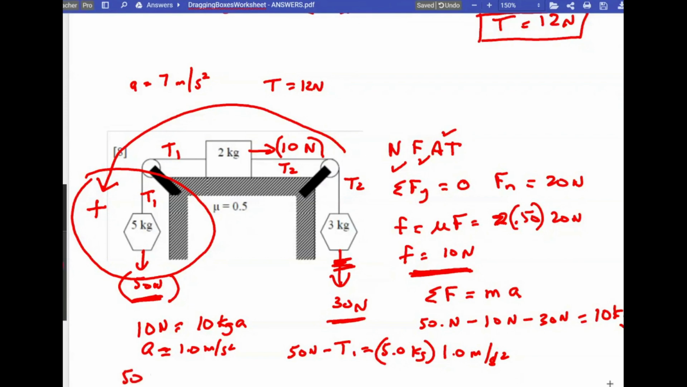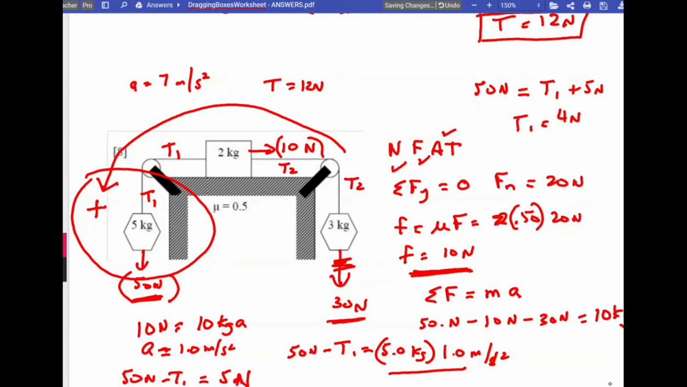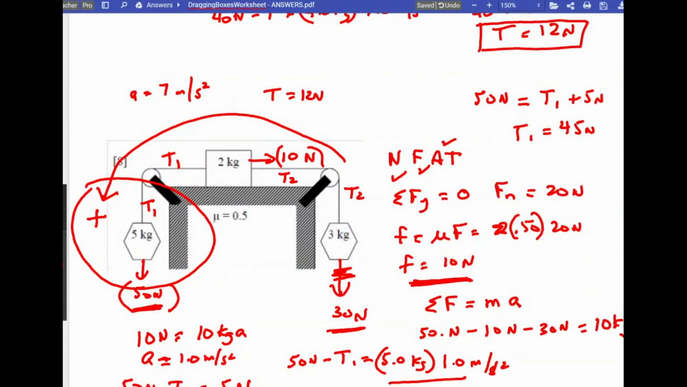So 50 newtons minus T1 equals 5 times 1, which is 5 newtons. So 50 newtons equals T1 plus 5 newtons. T1 is 45 newtons. And I'm going to take a look if I got it. Yep, got it. Okay, now to get T2, I'm going to have to make a little room here.